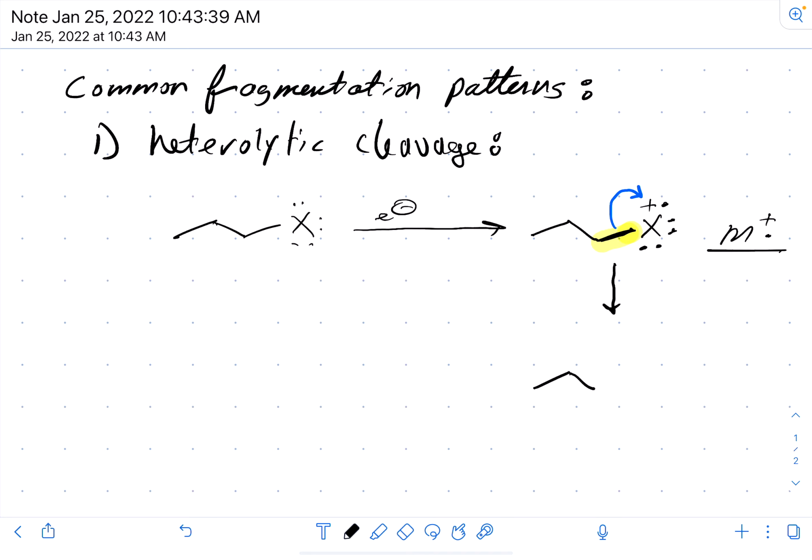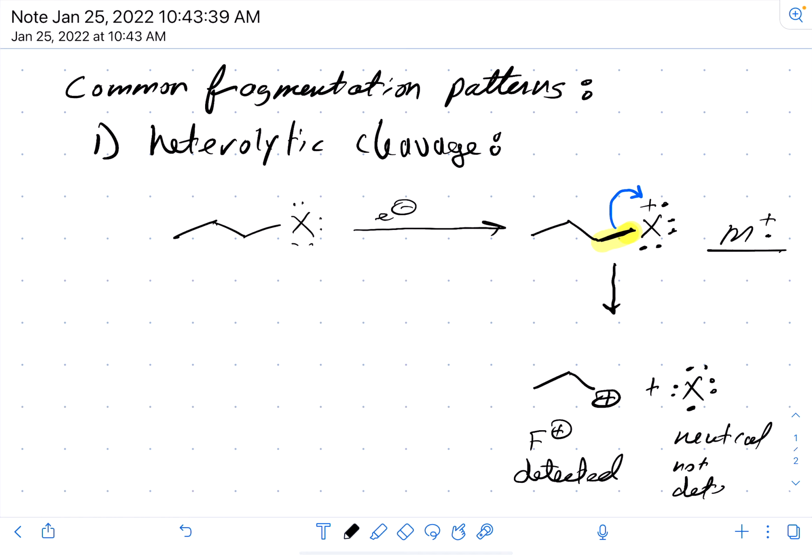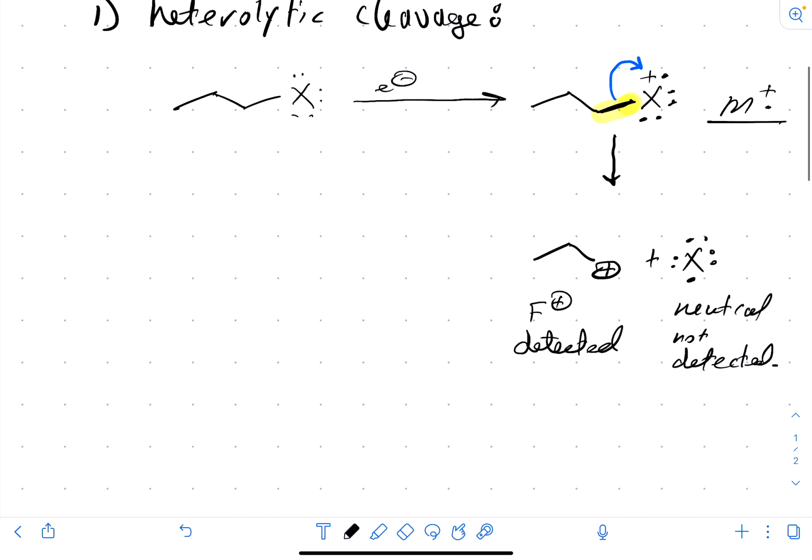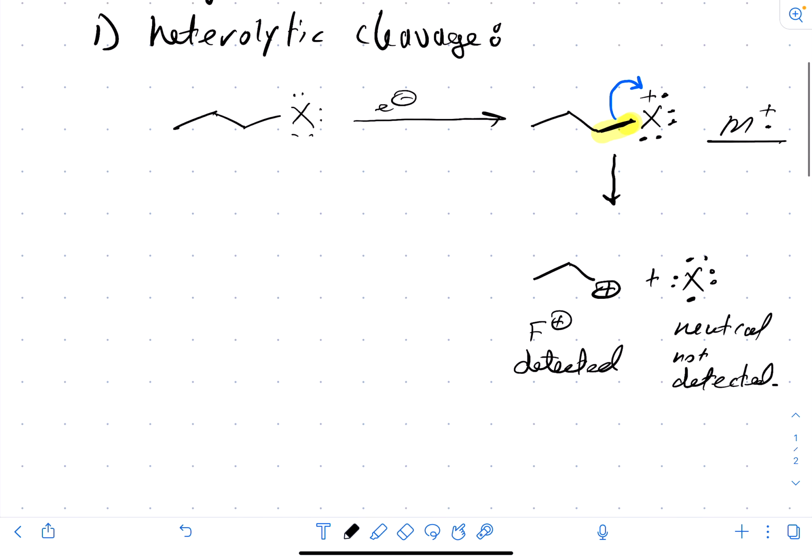I'll get a carbocation at that position where I just broke that bond, plus I will get a neutral X species. And in this case, this would be a fragment ion that I can detect, and this would be a neutral that I don't detect. Okay, so that's one type of cleavage that we can see. In a generic sense, the other type of cleavage that we'll encounter is what's known as an alpha cleavage.